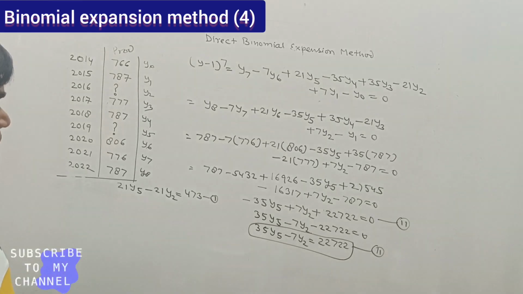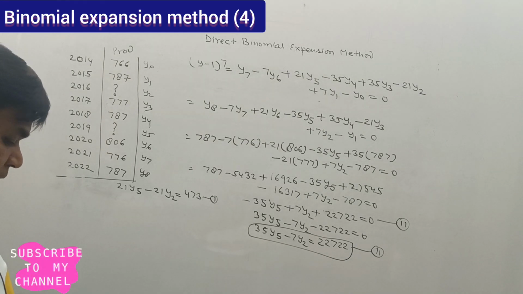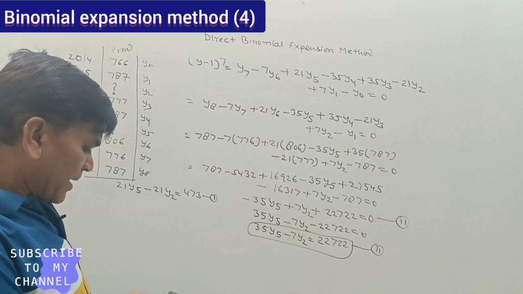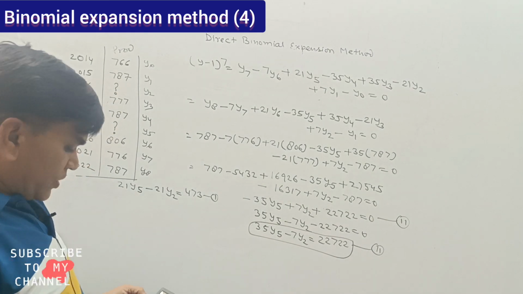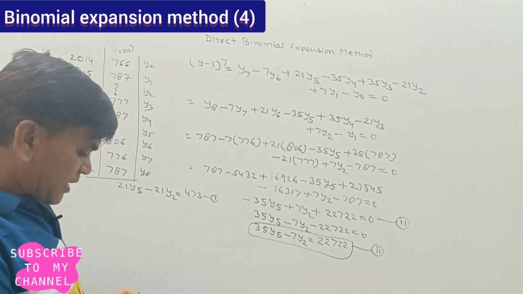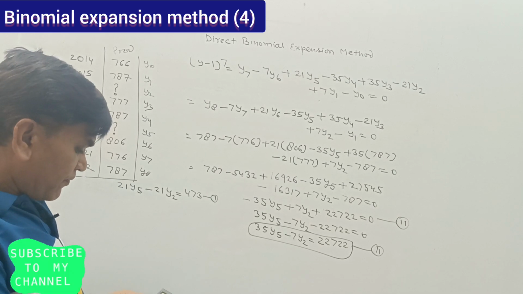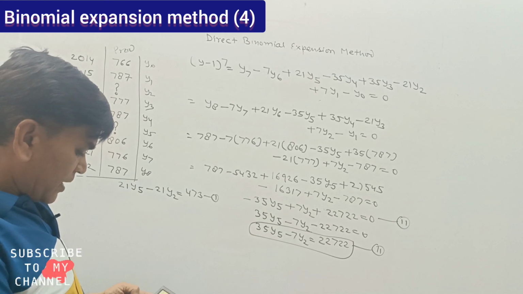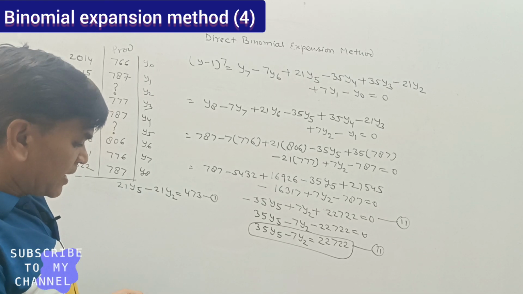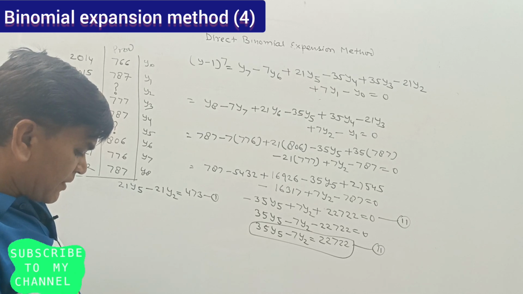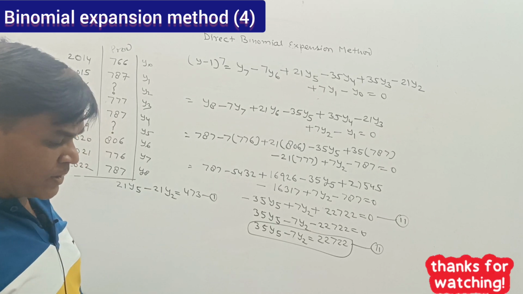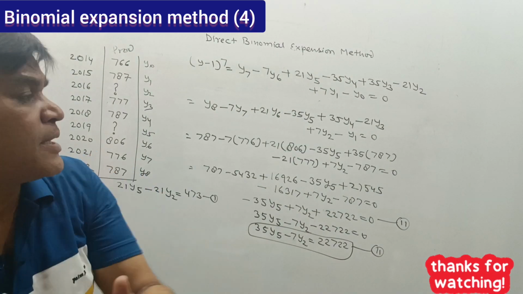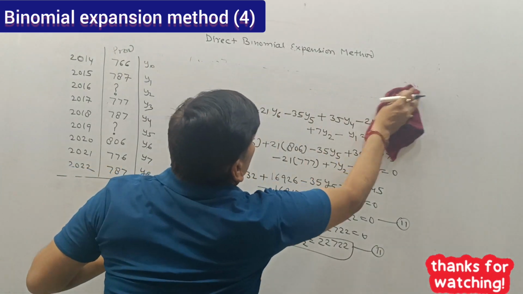So again, 787 is the plus value, 7 multiply by 776 is minus value, 21 multiply 806 is plus value, 35 multiply 787 is plus value, 21 multiply 777 is minus value, and 787 is minus value. So 22,722. Okay. Now we will compare both equations.